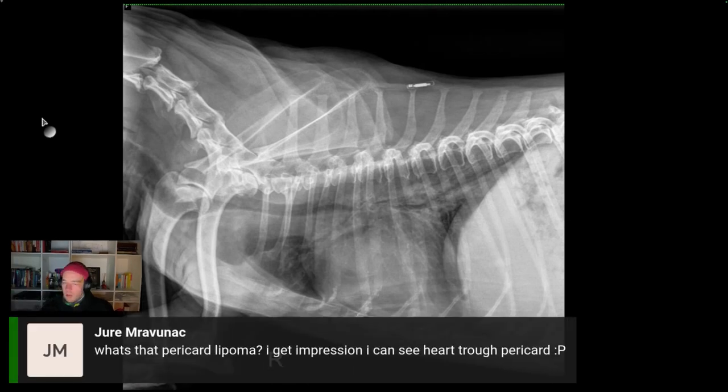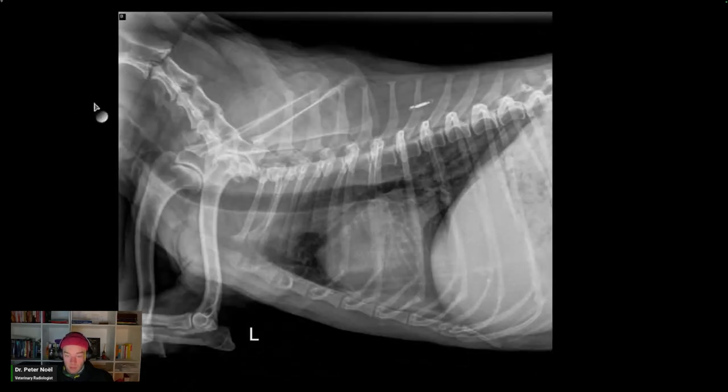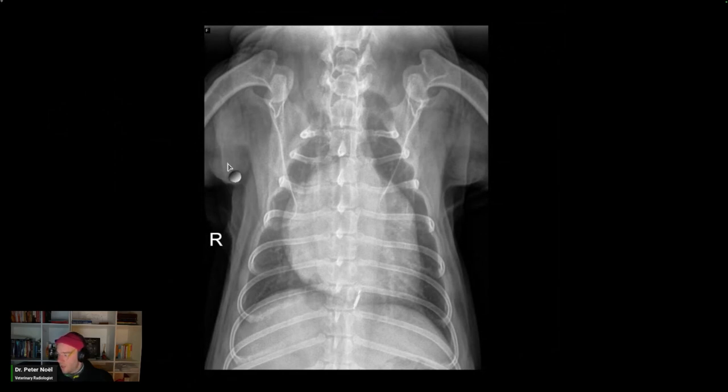What about the pericardial lipoma? I get an impression I can see the heart through the pericardium. Yeah, man, that's probably fat. Well-fleshed little dog. I'll show you a case of that in a second.